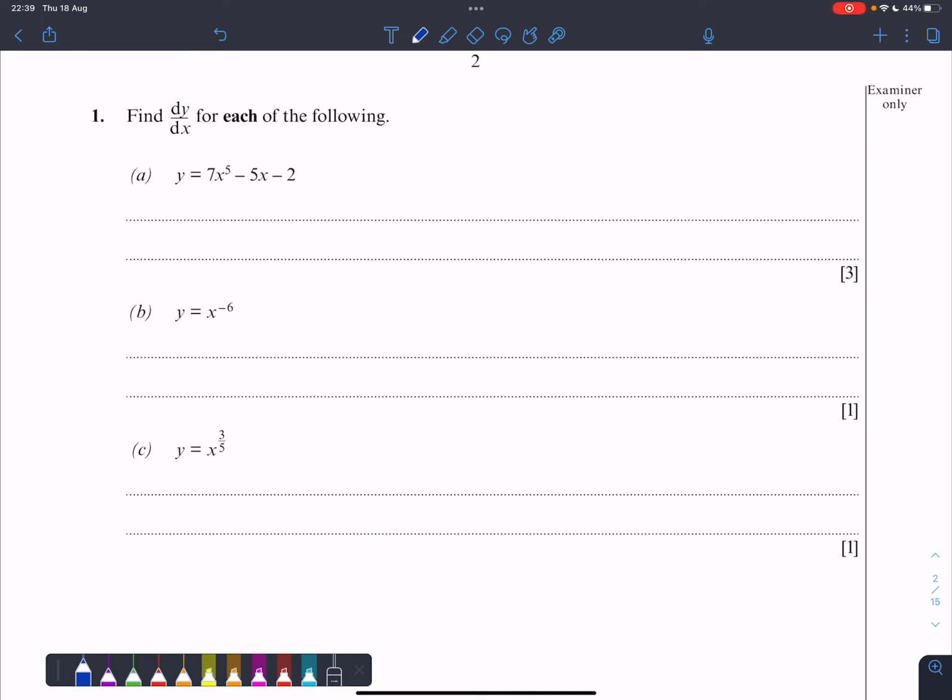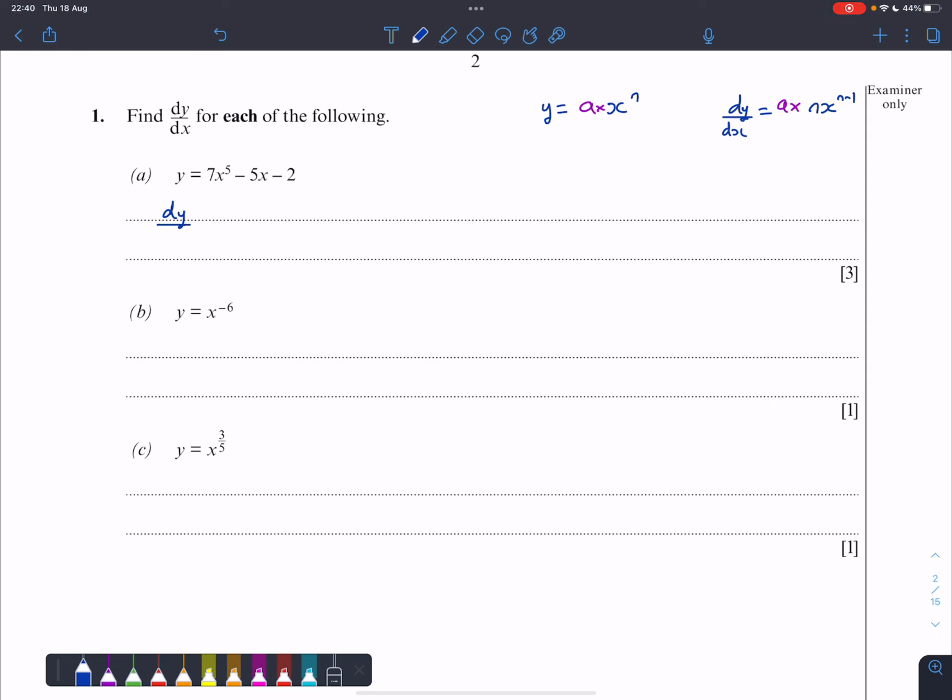So just a reminder then, if we had any expression y equals x to the power of n, then the derivative dy by dx is going to become nx to the n minus 1. So we bring the power out in front and drop the power by 1. Now, if we multiply that x to the n by a coefficient to give me something like this, 7 times x to the 5, well then the gradient or the derivative is going to be a times the derivative of the x to the n. So let's have a look at these questions.